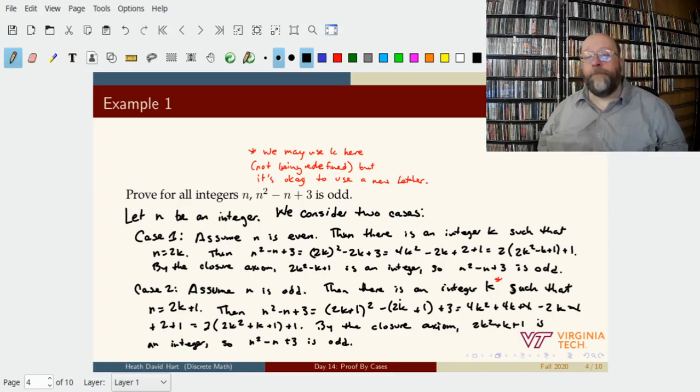All right. So this is a proof by cases. We consider two cases. We look at the case, what happens if n is even, and we come up to a result that n squared minus n plus 3 is odd. And we look at the case where n is odd, and we show that n squared minus n plus 3 is also odd. And so it didn't matter whether n was even or odd, and so this is true for all integers. But we had to break this up into two parts and prove the two parts separately to get the result that we wanted. Okay?